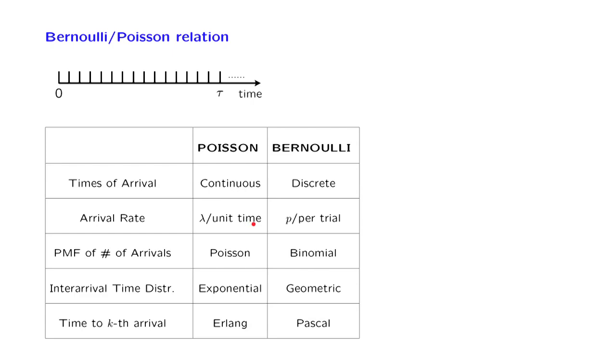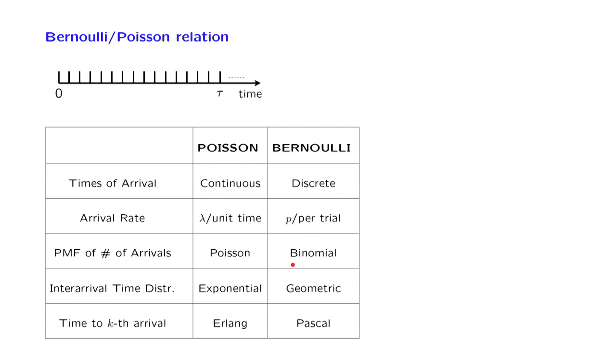For the Bernoulli process, we have again one basic parameter, which is the probability of success at any given trial, or the probability of an arrival during each one of the slots. Based on our model, we were interested in three kinds of quantities, and we found the distributions of them. The first quantity is the number of arrivals during a certain time interval.